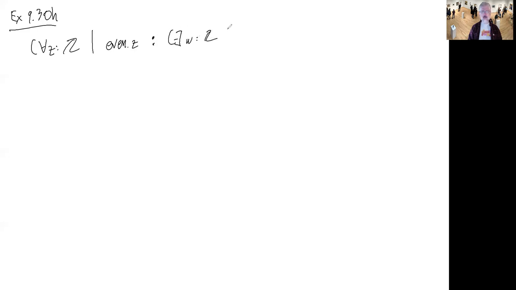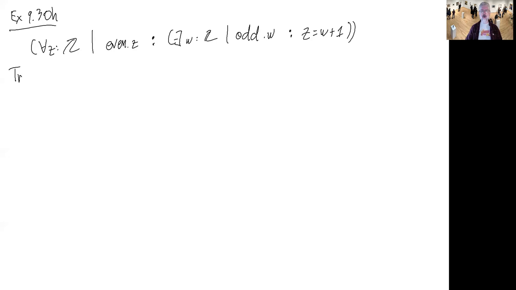the last 9.3 exercise that I did, 9.30H, is for all little z in the integers, little z is even, there exists w in the integers where w is odd, such that z equals w plus 1. So now what does that translate to?